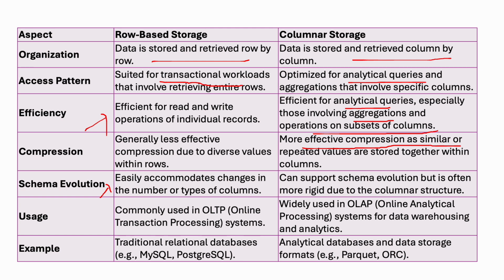Column based storage can also support schema evolution, but is more rigid compared to row based storage. Usage, we already discussed, row based is more suited for OLTP kind of loads, and columnar is more for analytical OLAP kind of loads. And these are some of the examples. We are going to see Parquet in detail going further.